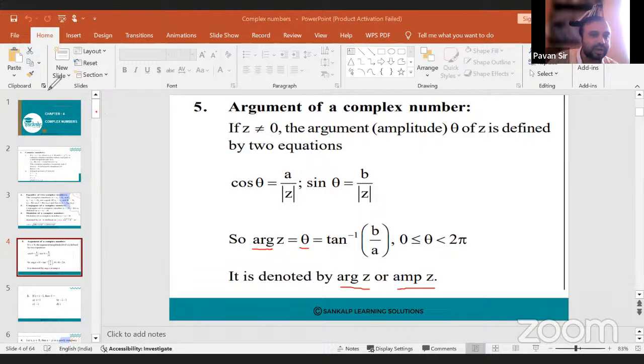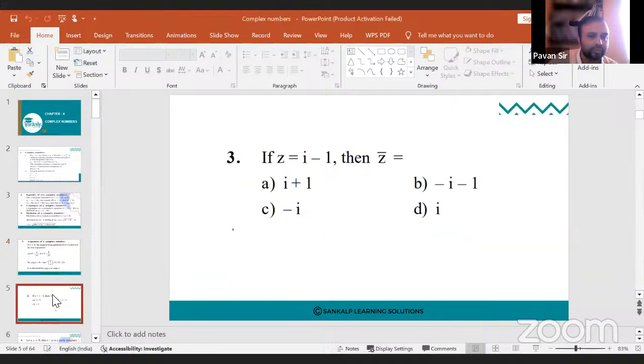So now let me start. Based on this knowledge, we will try to move towards some problems on complex numbers. So the first problem is this. If z is equal to i minus 1, what is z bar? It is a basic question. If z is equal to i minus 1, what is the z bar?